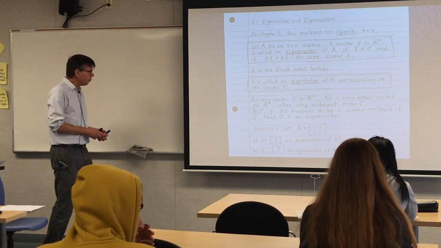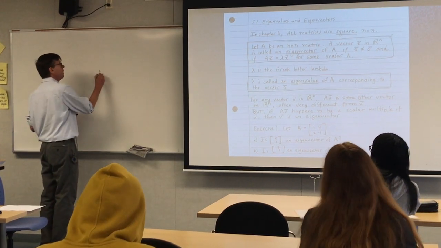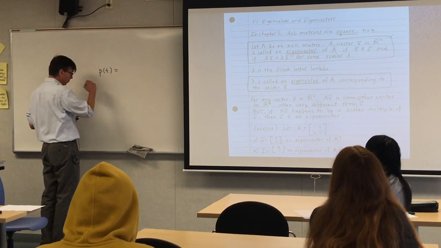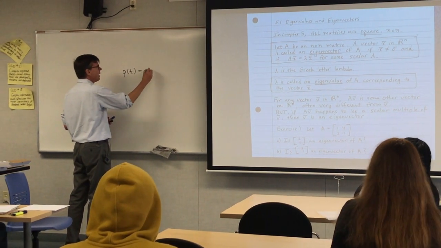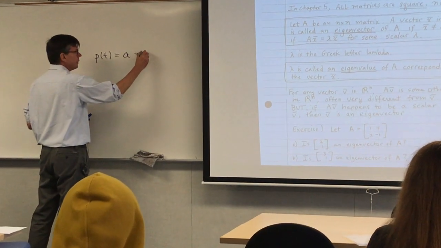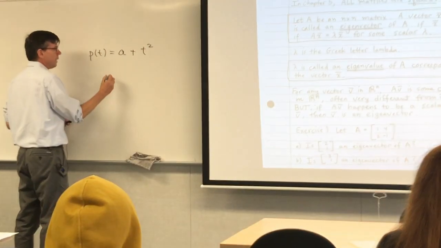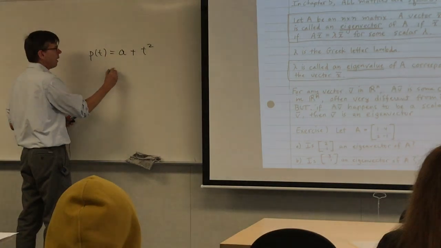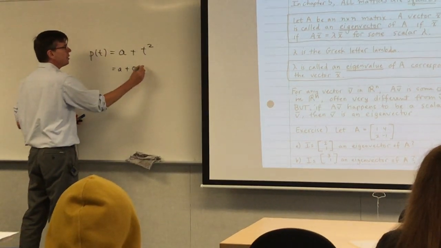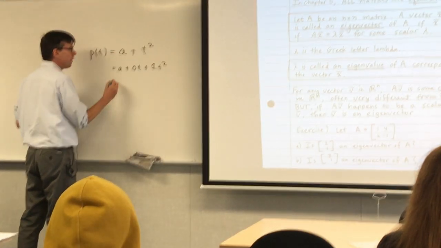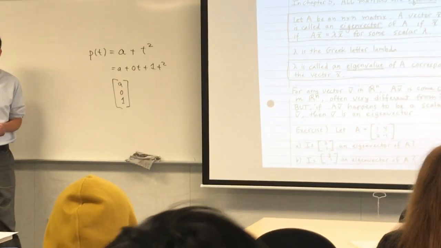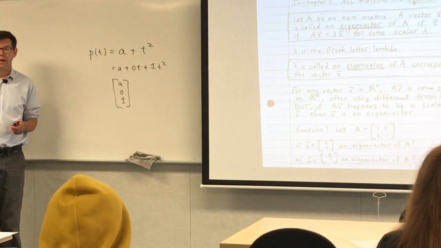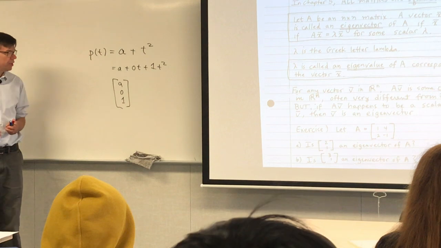So just when you write something like p of t equals, what was that, a plus t squared, right? That's no different from a plus 0t plus 1t squared. And really, all it is is the coefficients a, 0, 1. The t has nothing to do with it. The t is just sort of a placeholder that keeps the coefficients separated from each other.